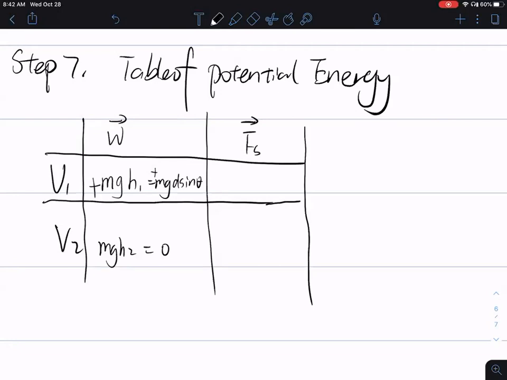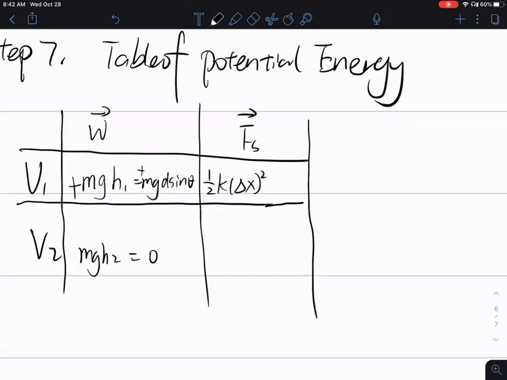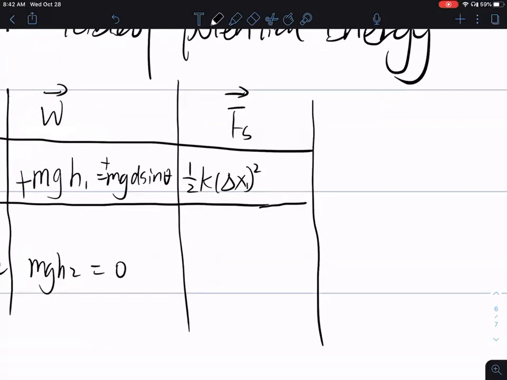What is the equation to calculate spring potential energy? Remember that equation we learned last time? That's 1/2 k delta x squared. But here, make sure you label that delta x1, since we're talking about position 1.